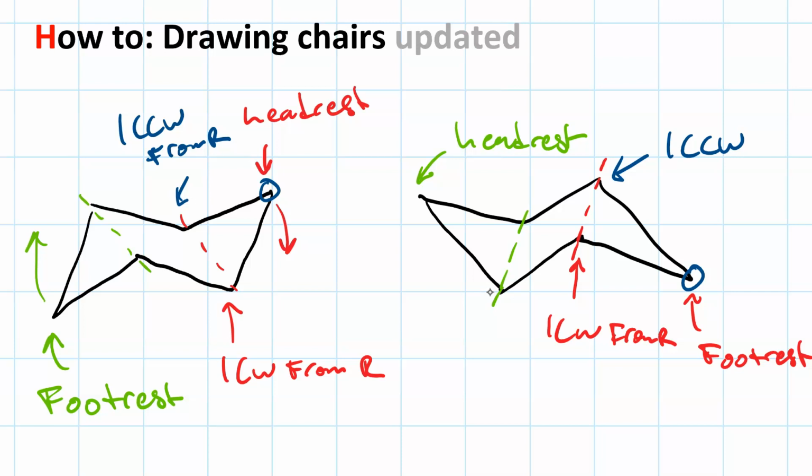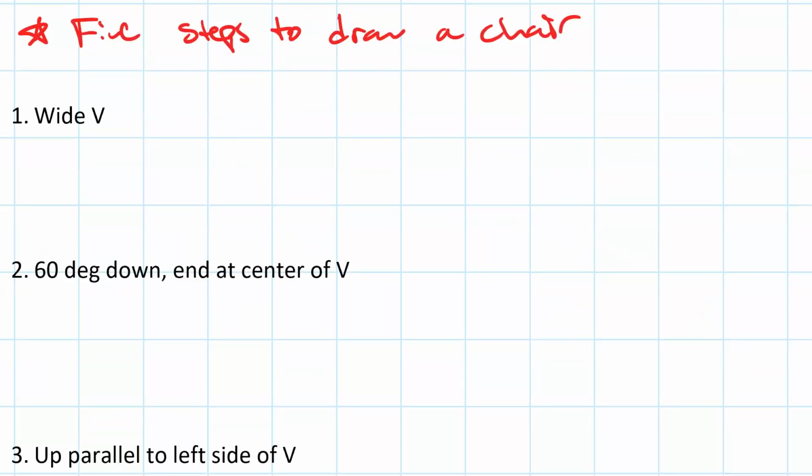But drawing these two chairs can be done in 5 steps. Let's go through those. Now, this is to draw either chair, and the direction that you start in determines which chair you're going to make. So if I start from the right, making my wide V, going left, then I'm going to make one chair. So that's step 1.